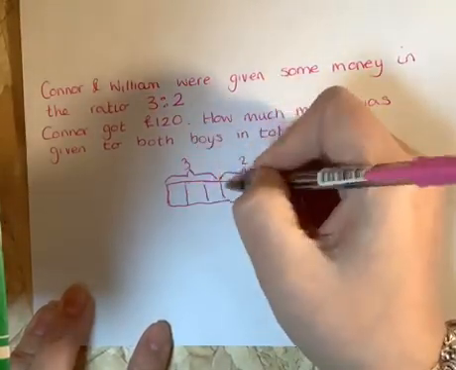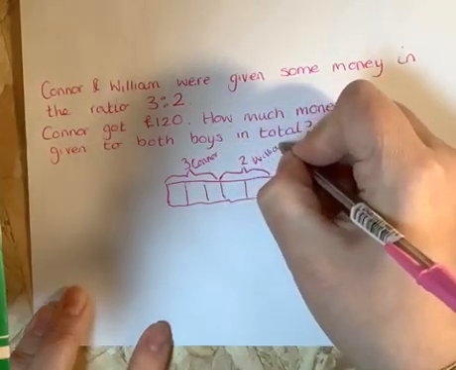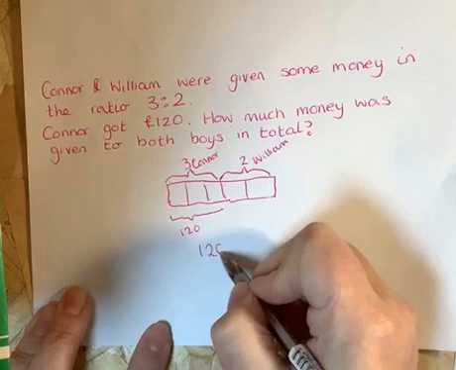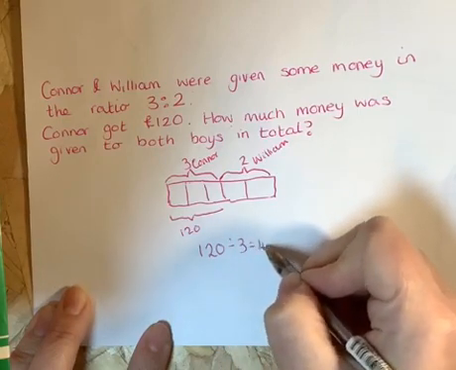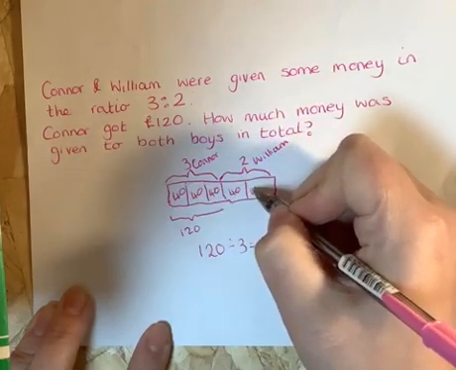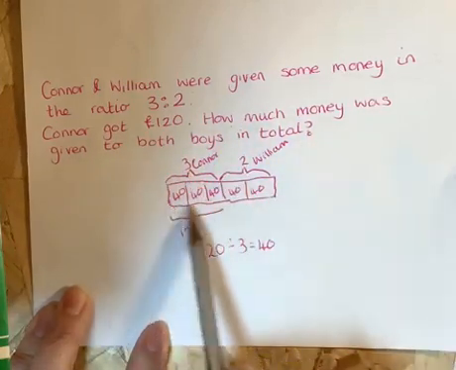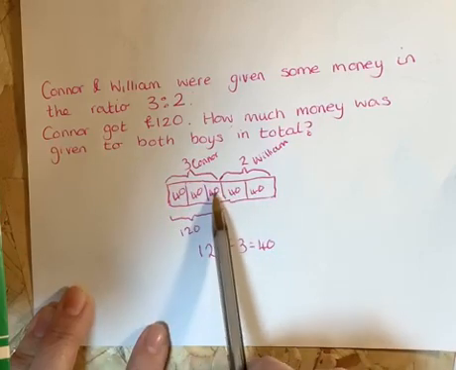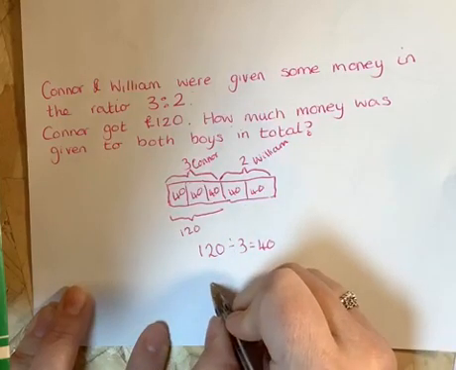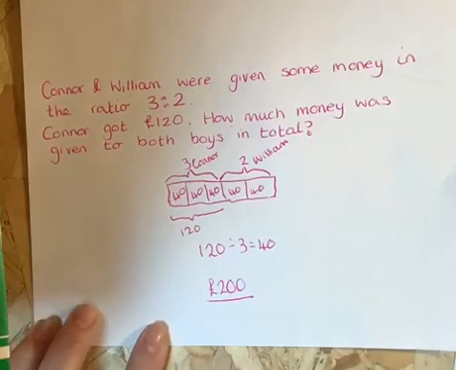This part here where Connor's got 3 parts, that's 120. So we need to work out what one part is. We've got 120 divided by 3, which is 40. Okay, so one part is 40. So we know that all the parts are 40. The question's asking us how much money was given to both boys in total. So we want the total amount for the whole bar model. So we've got 120, 160, 200. Okay, so we know that there's £200 were given to the boys altogether. Okay, see you soon.